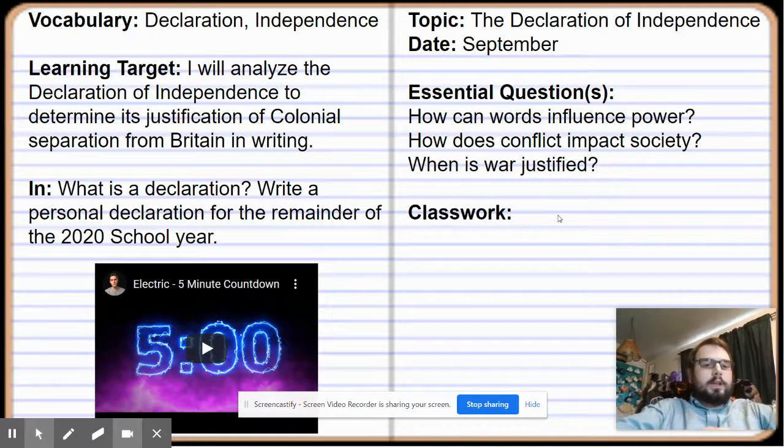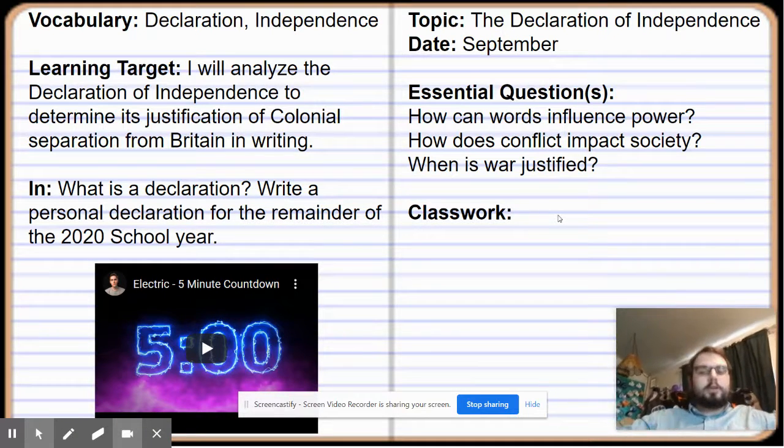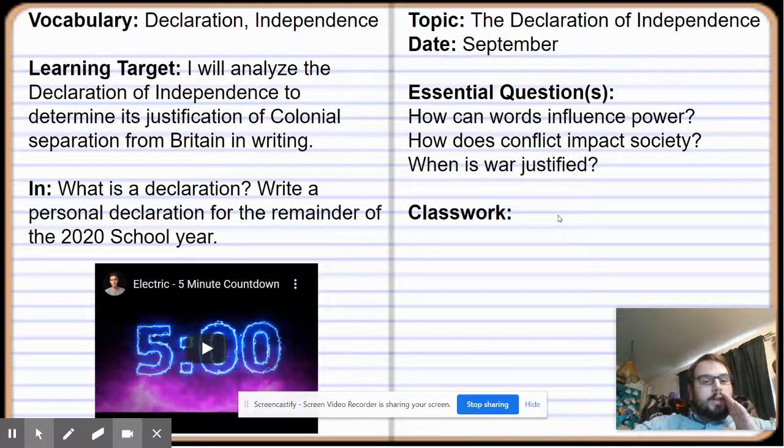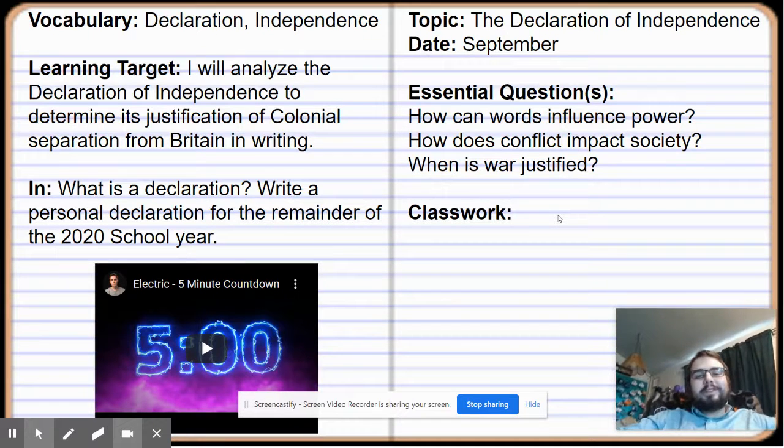Okay, for your in, what is a declaration? Okay, write a personal declaration for the remainder of the 2020 school year. Okay, so once you figure out what a declaration is, and if you're not sure, you can just look on the next slide. Okay, it's on the next slide. Once you know what it is, write that definition down, and then write a personal declaration for the remainder of the 2020 school year. Okay, that's your in for today.